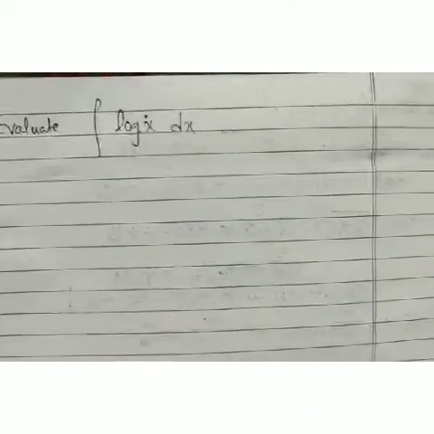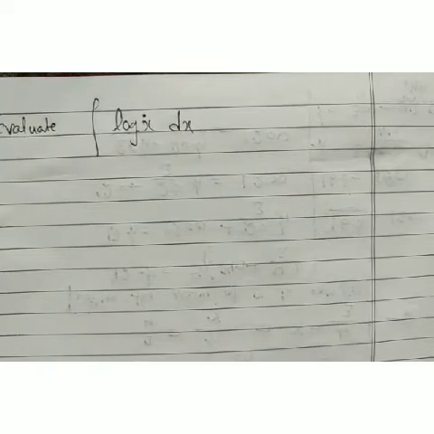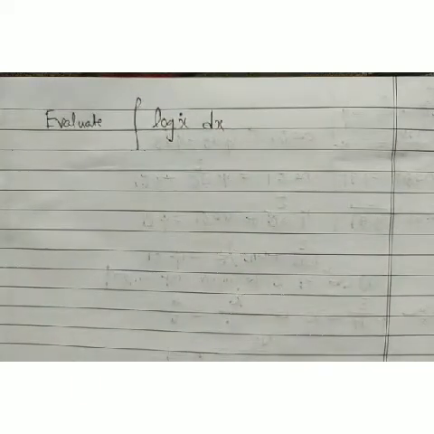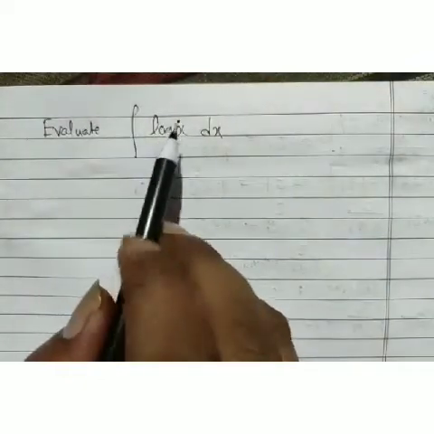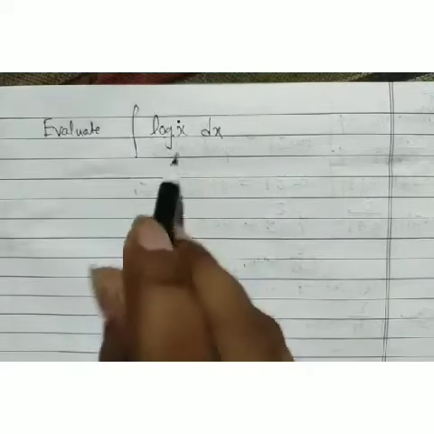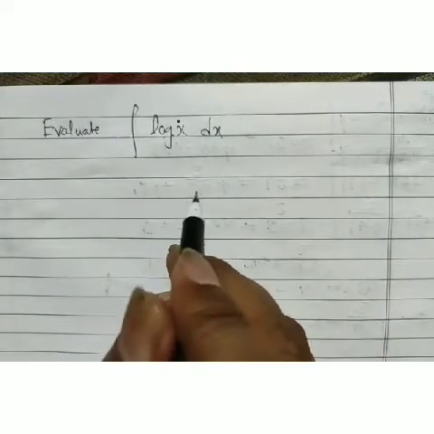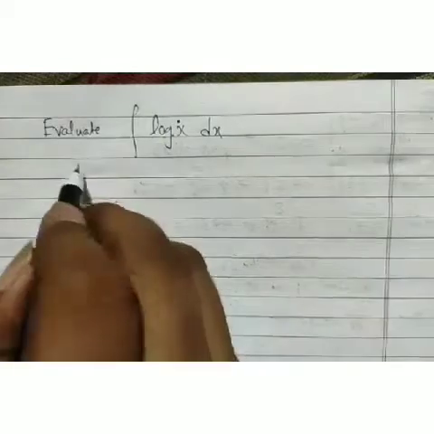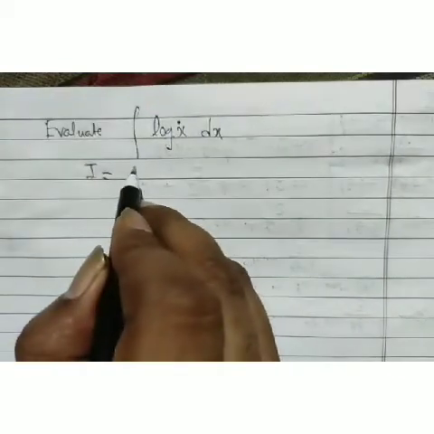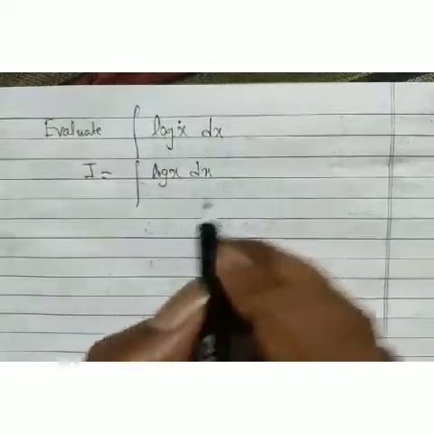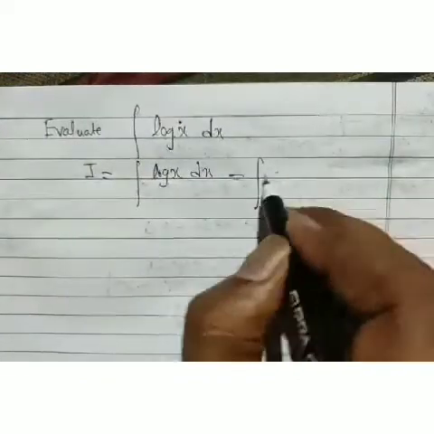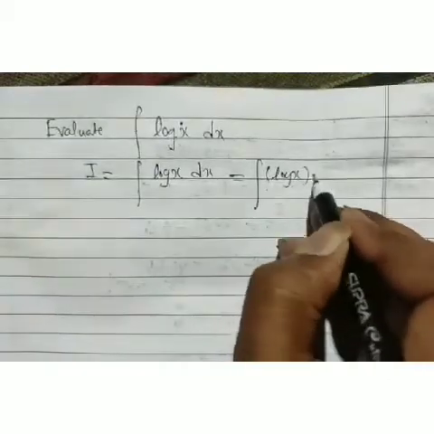We are with one of the examples. Just suppose we have to evaluate integration of log x. Now there is only one function. I already explained in our last classes that when we have only one function, we take unity as the other function. So let I be the integration of log x dx. There is only one function, so we write it as integration of log x into 1 dx.